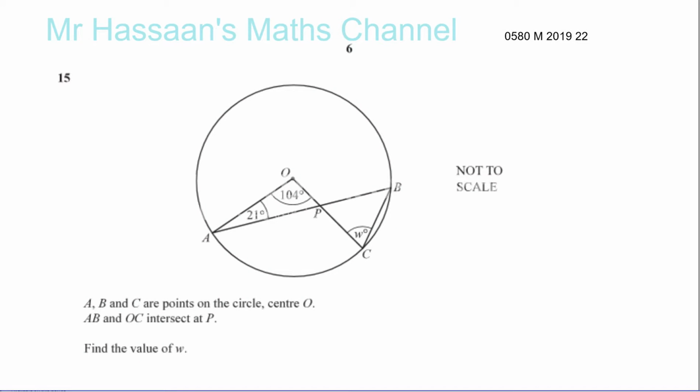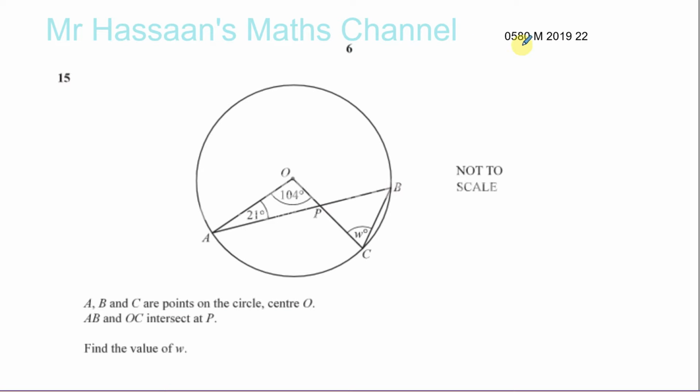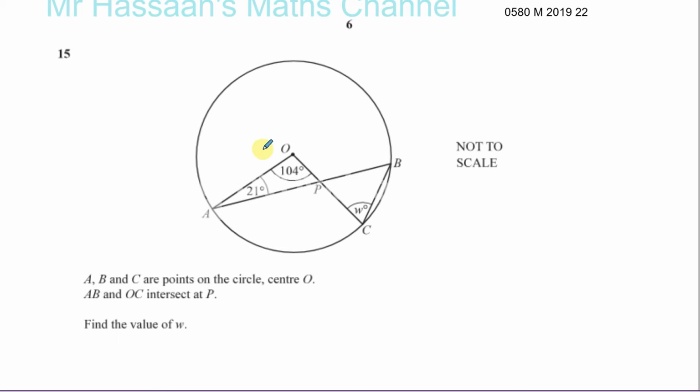Okay, so here we have page number 6, which is the 5th page of questions from the February-March paper of 2019, paper 2, IGCSE. And here we have a question about angles in circles. It says A, B, and C are all points on the circle which has a center O. AB and OC intersect at P. Find the value of W.